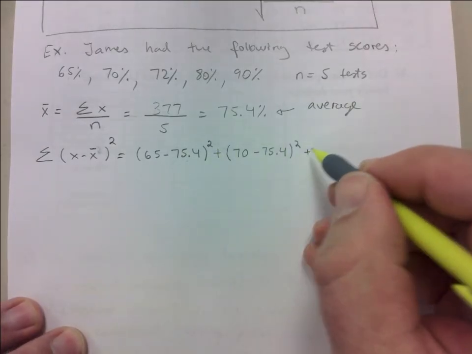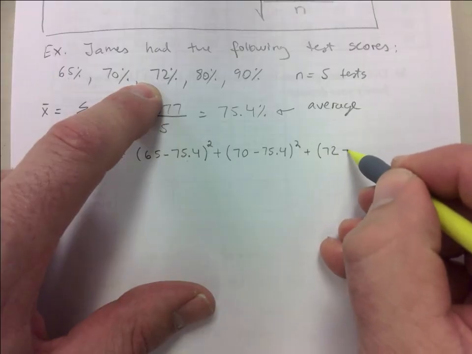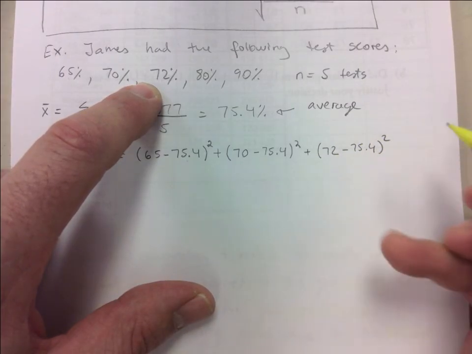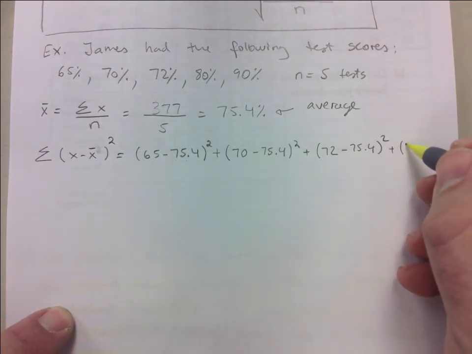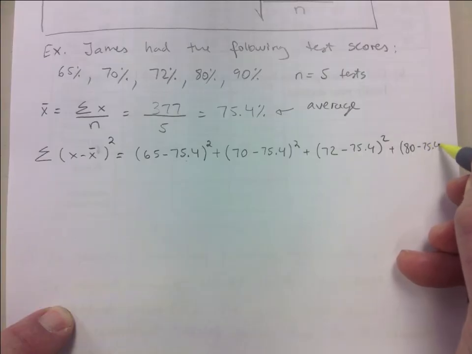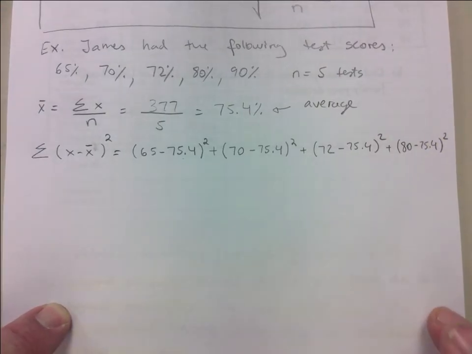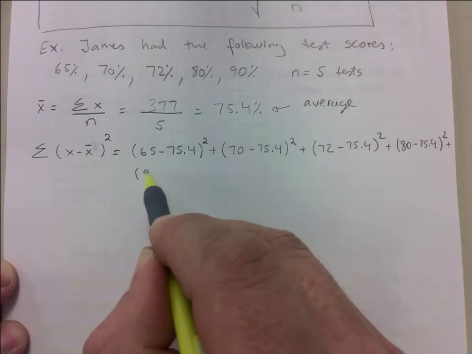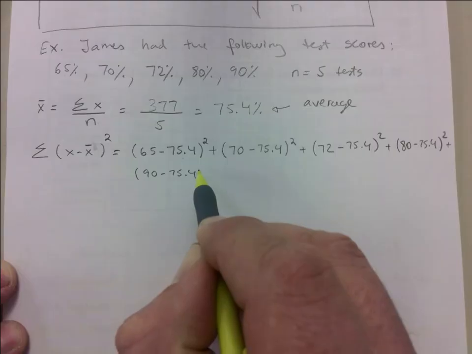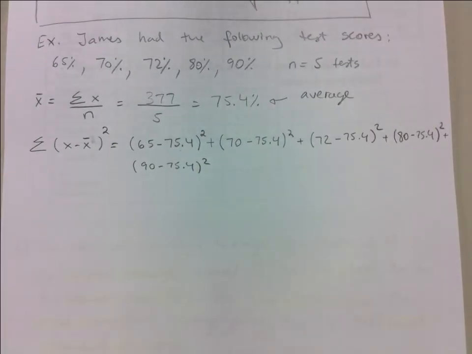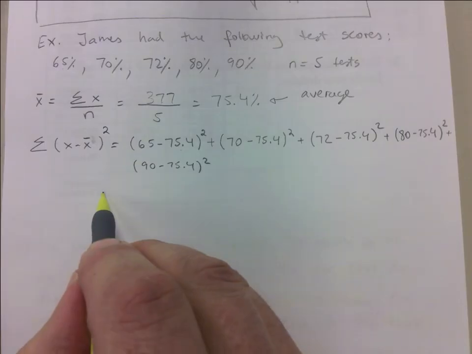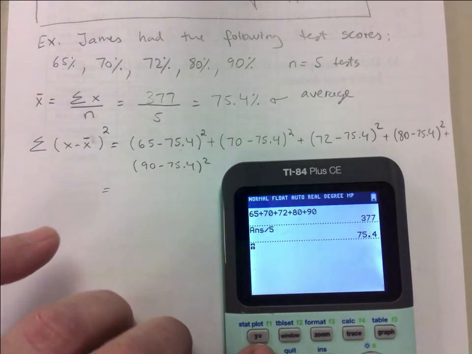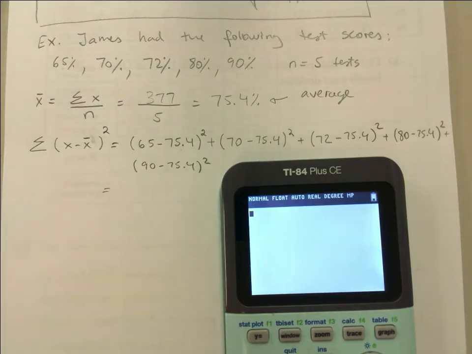Okay, you keep doing this for every single value. So 72 minus 75.4, square that. Plus 80 minus 75.4, square that. I was a bit too ambitious, but it doesn't matter. You just continue down here. 90 minus 75.4, square that. So if you had 100 values, you would have to do this 100 times. I won't do that to you, okay? That's when you would use a spreadsheet, Excel spreadsheet, or you would use your calculator as we have it here.